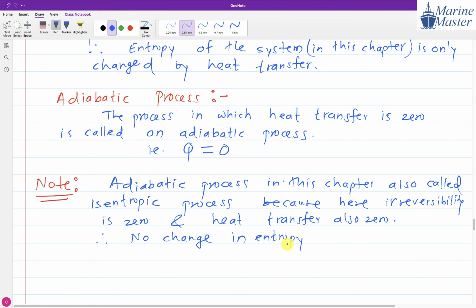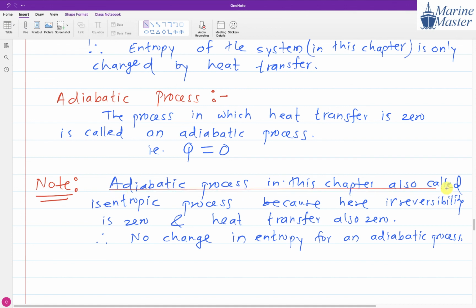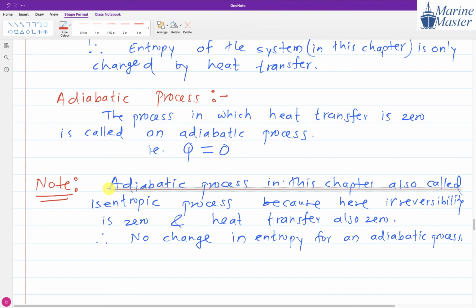Therefore, no change in entropy for an adiabatic process. So the adiabatic process in this chapter is also called isentropic process. Why? Because here irreversibility is 0 and heat transfer is also 0, since the name itself says adiabatic. So therefore no change in entropy for an adiabatic process. Please write down this note.